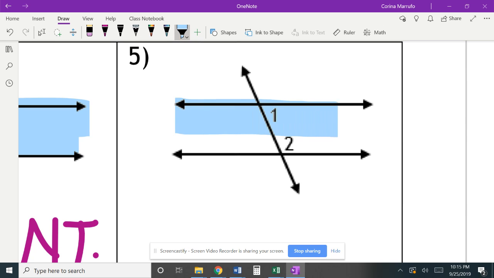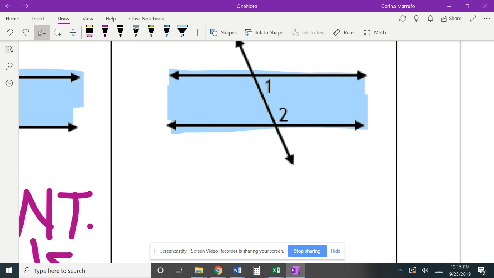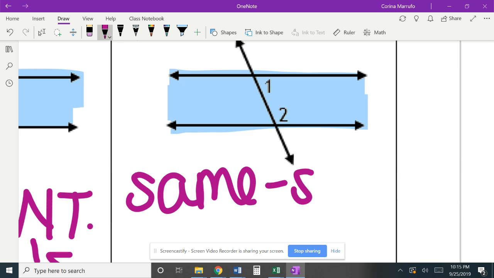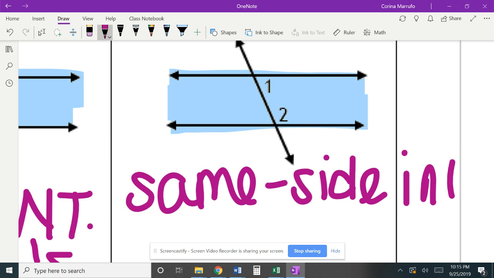All right, the next one. So this is inside my parallel lines. Angle 1 and angle 2 are both inside, so it's going to be something interior. In this case, we have angle 1 and angle 2 on the same side of the transversal. So these are called same side because they're on the same side of the transversal. Same side interior. I am going to abbreviate interior.